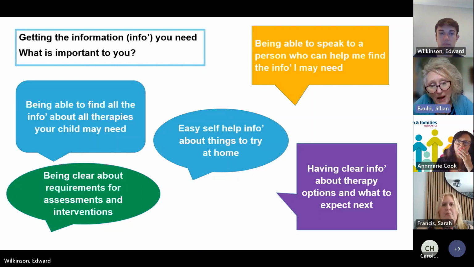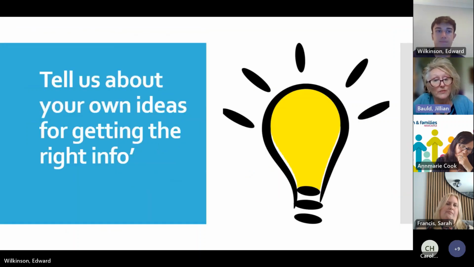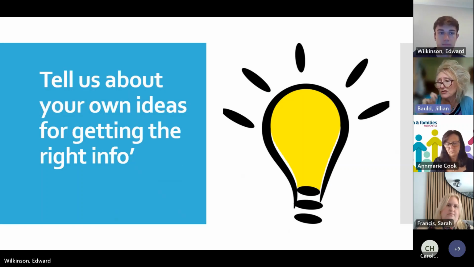And being clear about what the requirements for assessments and interventions are, that's something that people felt they didn't really understand very well. So that is getting the information. Do you want to go on to the next slide, Ed? We've also got a light bulb about that. What are your ideas about getting the right information at the right time for you? What would that look like? So that might be something that we could ask those extra questions around. So next slide then, Ed.